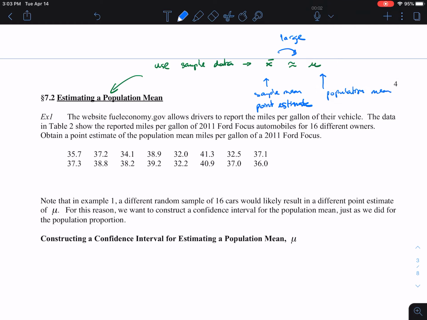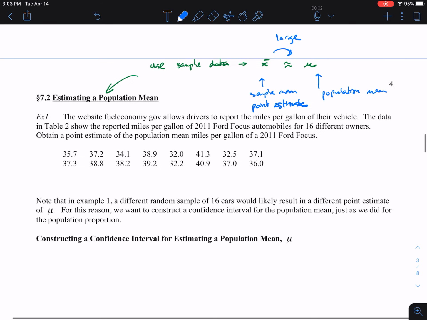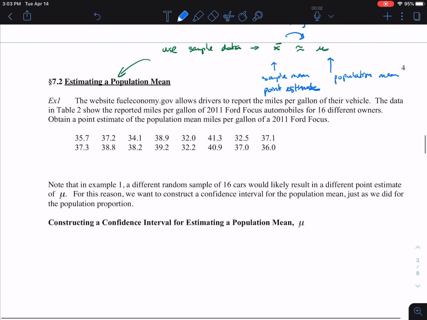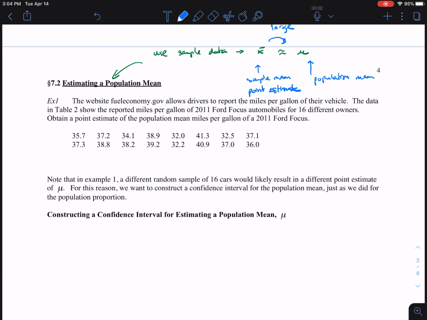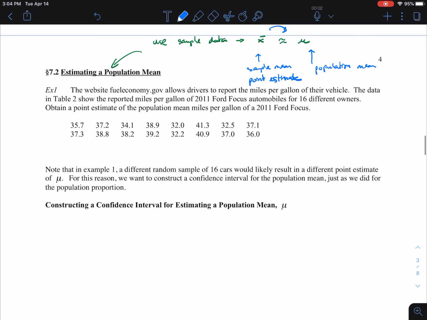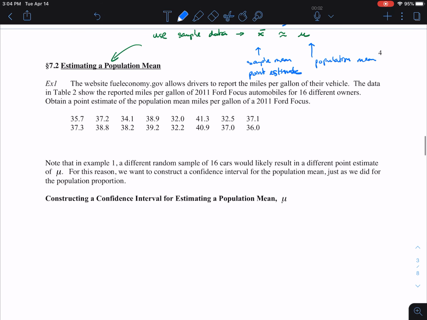The problem with a point estimate is that it's hard to tell how far off we are, or how close we are with our estimate. Therefore, we need to use a confidence interval, which increases the likelihood of us guessing it right. However, we have more possible values, so there's always a trade-off there. So in this lesson, we're gonna look at a new distribution as part of constructing a confidence interval to estimate the population mean.